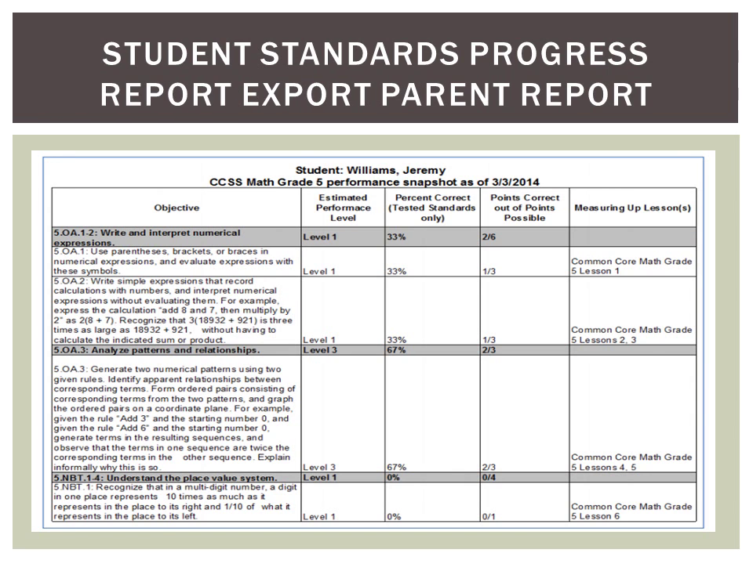From the Student Standards Progress Report, you are able to export a Student Standards Progress Parent Report. This opens the information in Excel for printing purposes, or it may be saved and emailed to the parent.